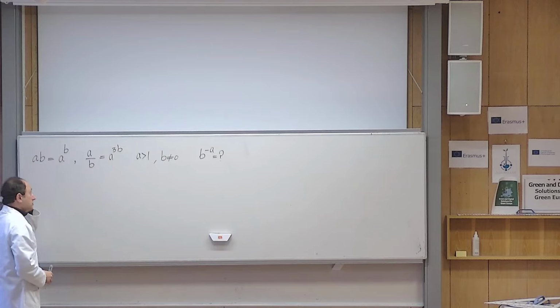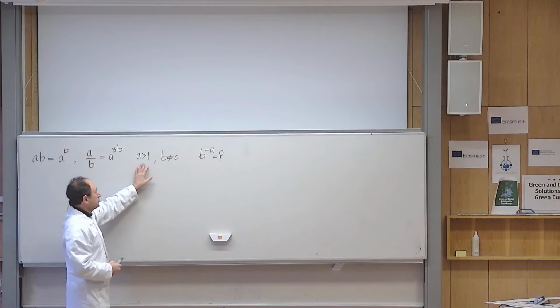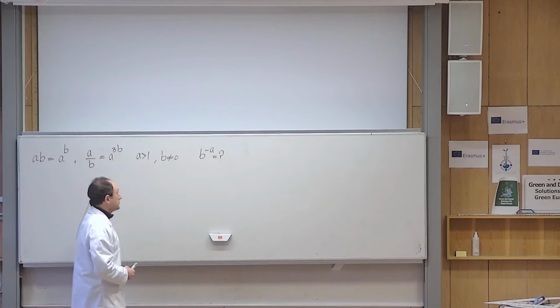Okay, now let us solve the problem. So here you see that I have two unknowns. One of them is A, one of them is B. Of course, I have some information regarding A and B. I know that A should be greater than 1, B is not equal to 0.